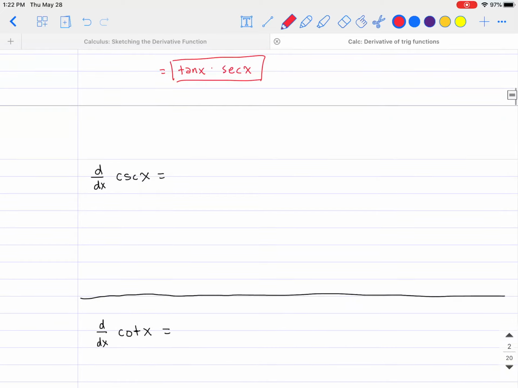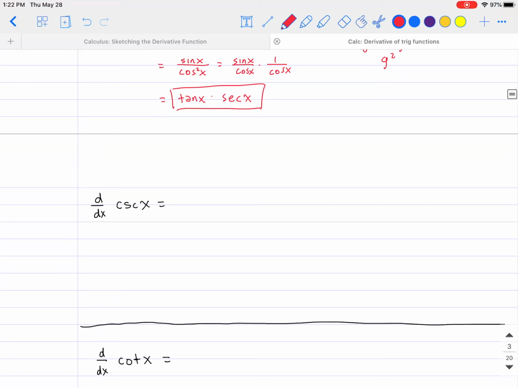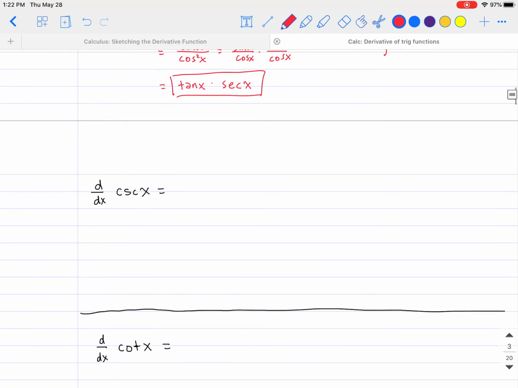Okay. Let's see. Keep on going. Let's go ahead and look at cosecant of x. So again, if you feel like you want to try this on your own, go ahead and pause the video and see if you can actually derive it, and hopefully we'll come up with the same conclusion. So let's see, the derivative of the cosecant, that's 1 over the sine of x.